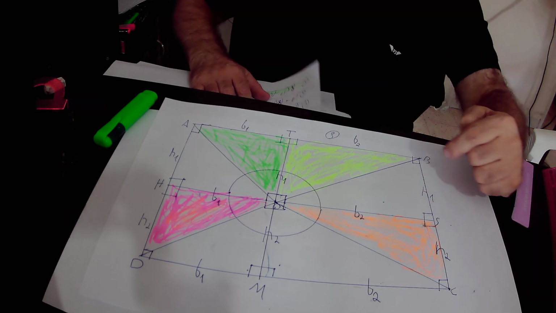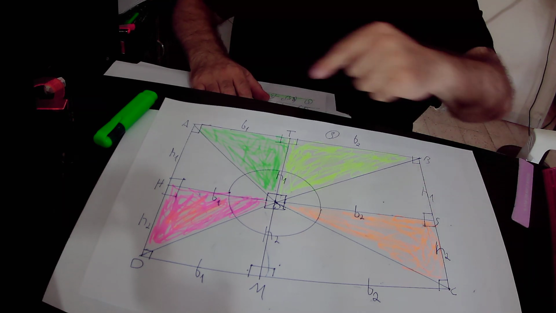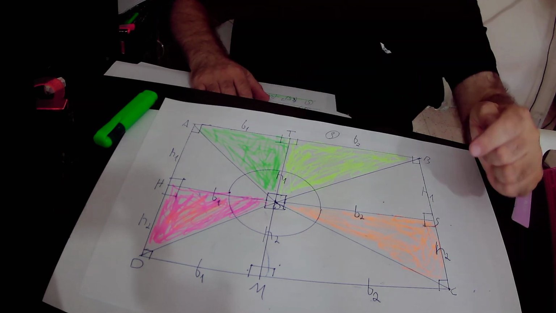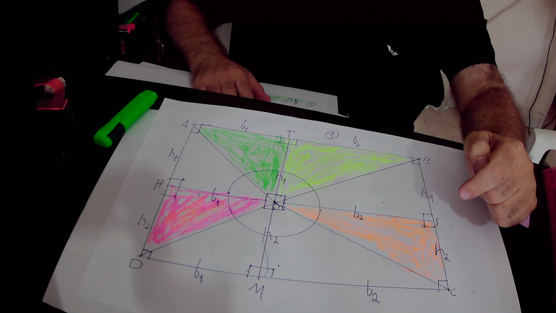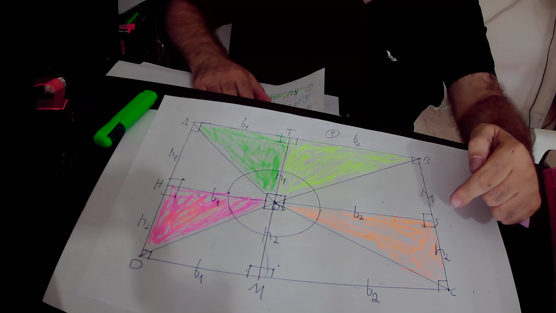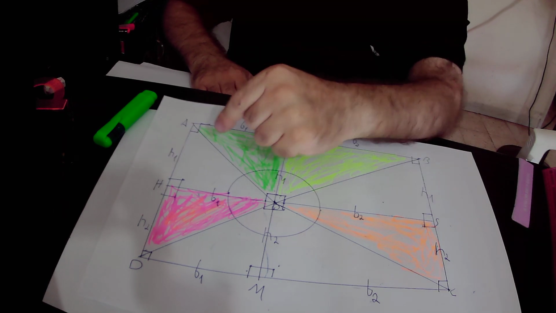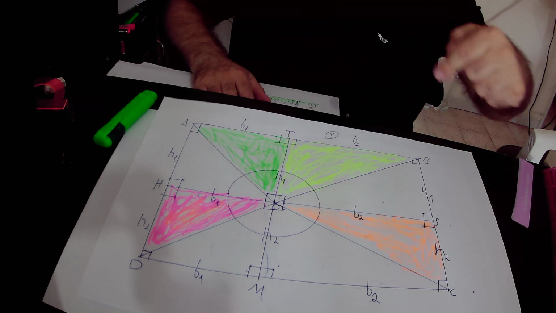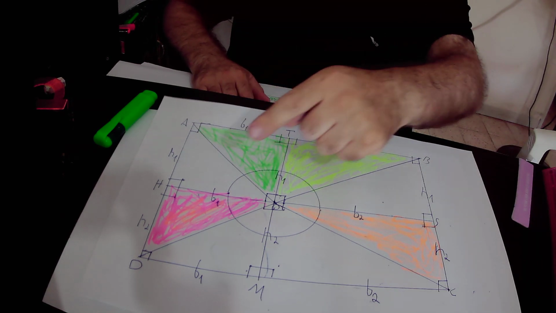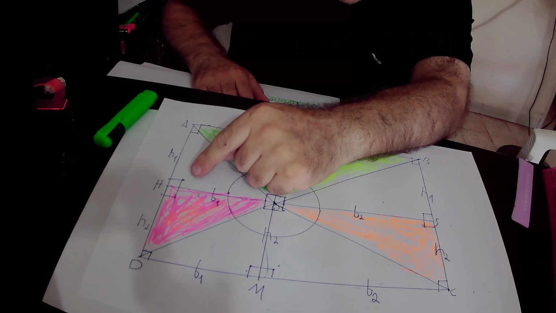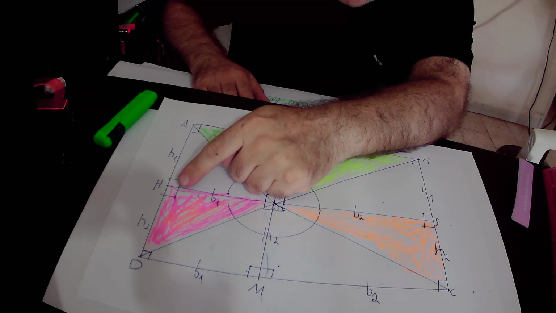But because of the fact that side BC is parallel to side AD, it means that the perpendicular on BC must also be perpendicular to AD, again because BC is parallel to AD. So this angle will be equal to 90 degrees, and this angle must also be equal to 90 degrees.